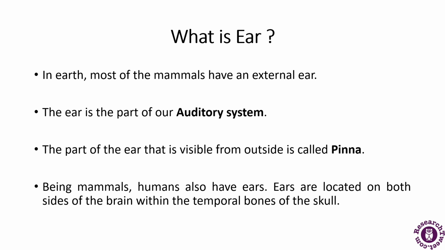The ear is a part of the auditory system. Humans have an external ear, and most mammals on earth have an external ear. The part of the ear that is visible from outside is known as the pinna. Being mammals, humans also have ears, and the ears are located on both sides of the brain, with the temporal bones of the skull.